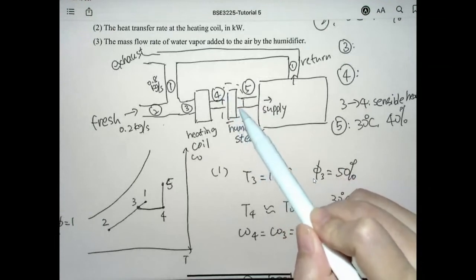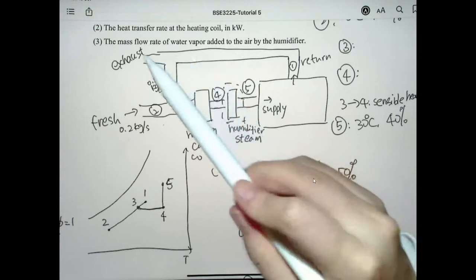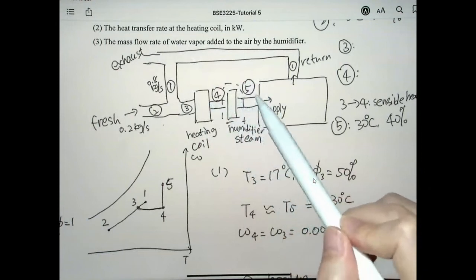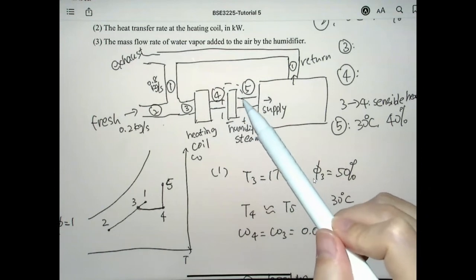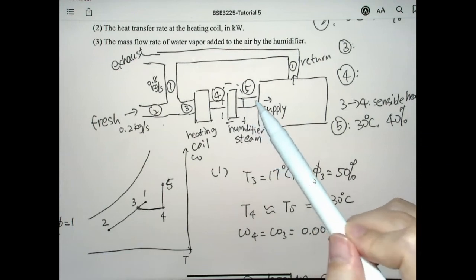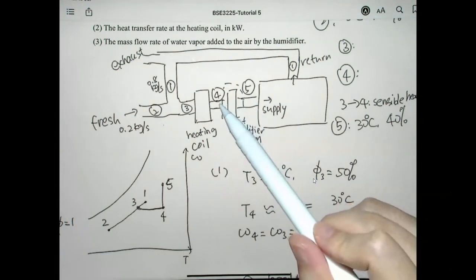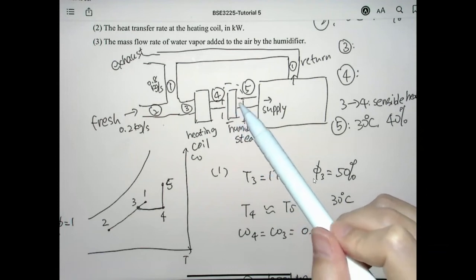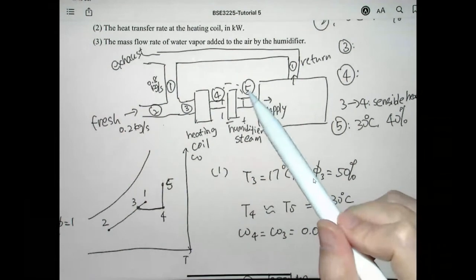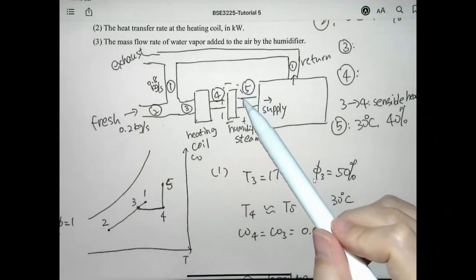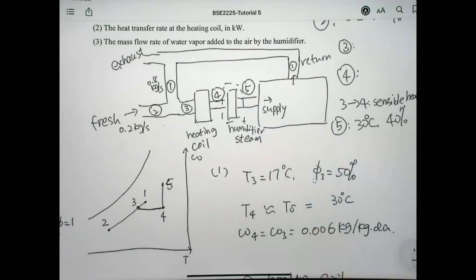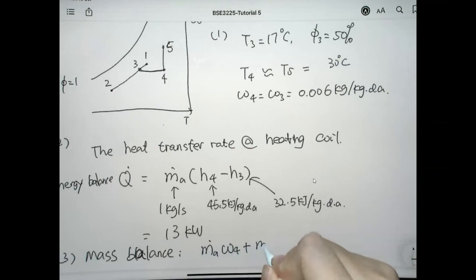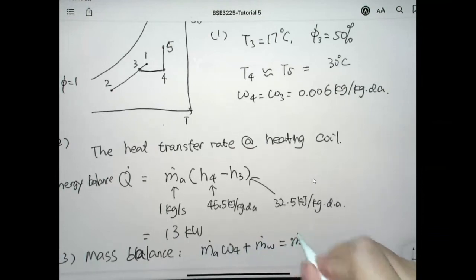The second stream is the water vapor added to the air by the humidifier, which is what we need to calculate. And the outlet, so these are the 2 inlets and 1 outlet, is the mass flow rate of the water vapor accompanying the outlet air. So we have mass flow rate of air times omega 4 plus mass of water vapor added to the air by the humidifier equals the mass flow rate of air times the humidity ratio at state 5, which is omega 5. So 1 inlet plus mass of water vapor equals 1 outlet.